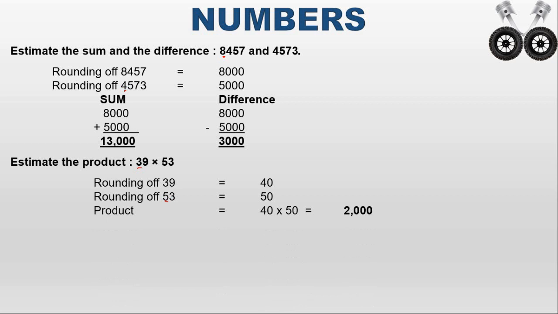Okay. So what is meant by product? Product means multiplication. So you have to multiply 40 into 50. So 4 fives are 20. Already here 2 zeros are there. You have to write the 2 zeros. So that is 2000. Okay.